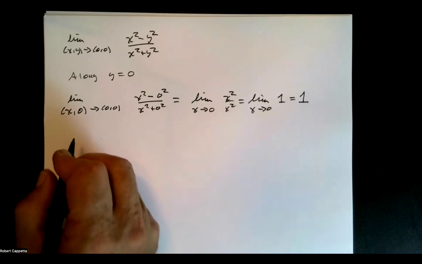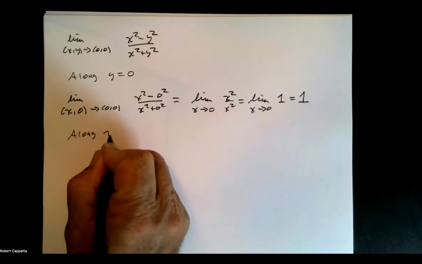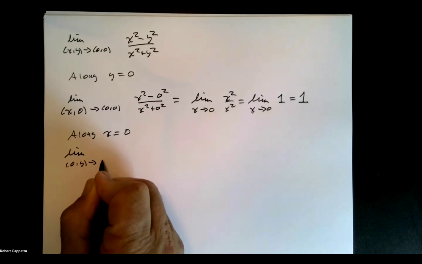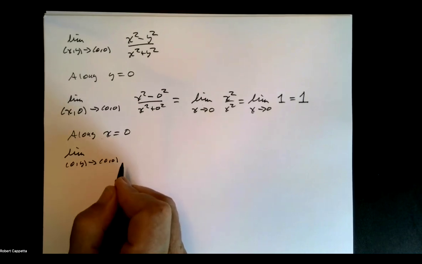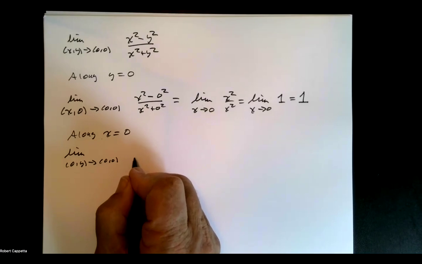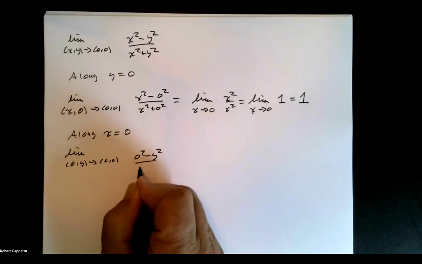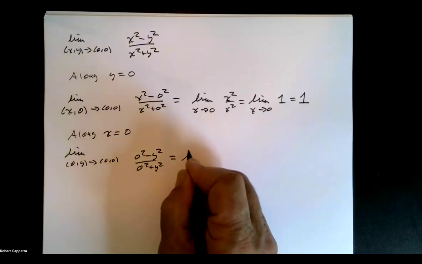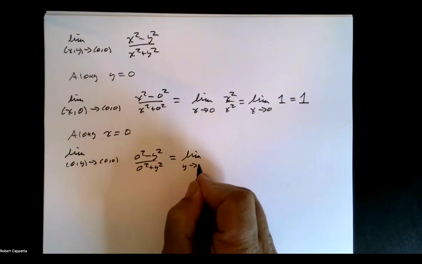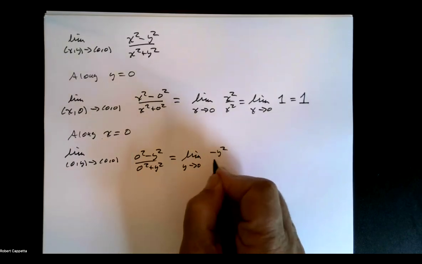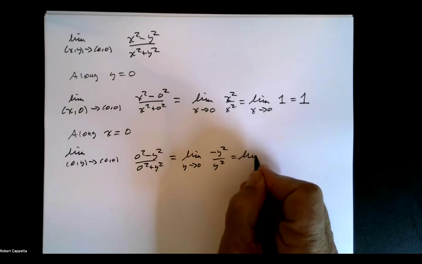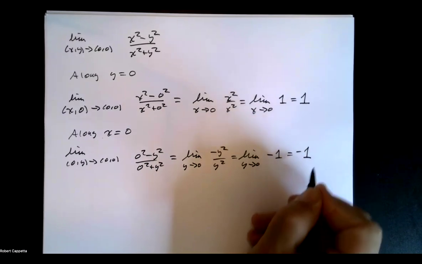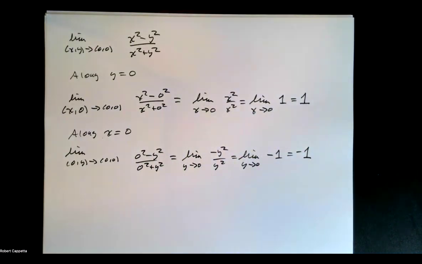And what if we approach the other way? Along x equals 0, there will be the limit as (0, y) approaches (0, 0) of 0 squared minus y squared over 0 squared plus y squared. Again, I don't need two variables this time. The limit as y goes to 0 of negative y squared over y squared is the limit as y goes to 0 of negative 1, which equals negative 1. Since the paths are different, the limit does not exist.